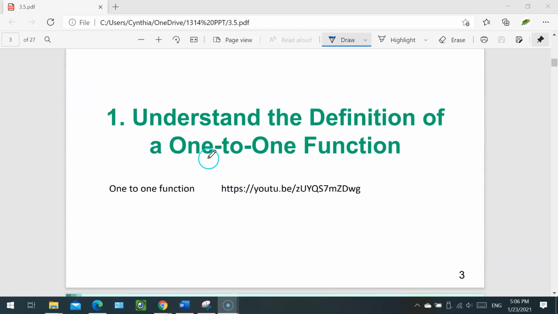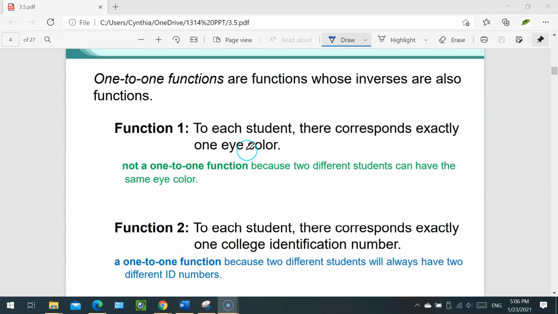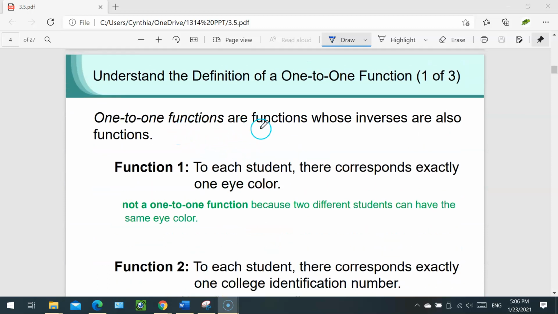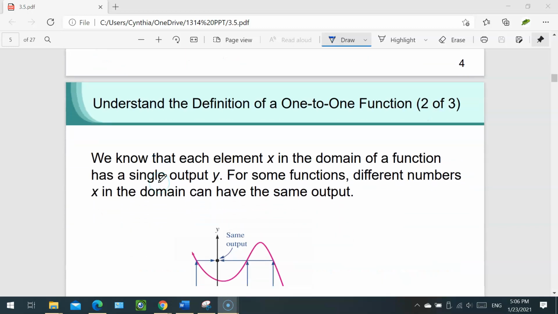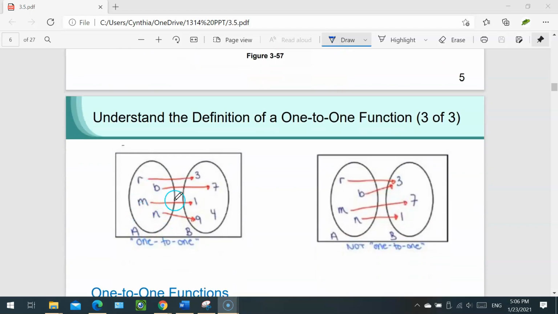So we start from what is one-to-one. One-to-one functions are functions whose inverse are also the function. So if we look at a graph here first, this is a domain, this is a range. For each domain element, it will assign a particular y value or particular range value.